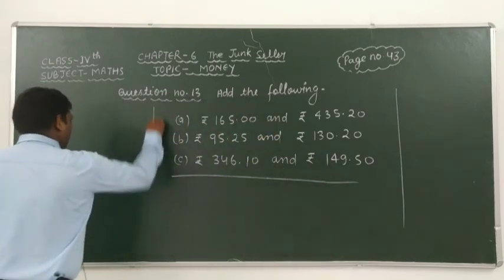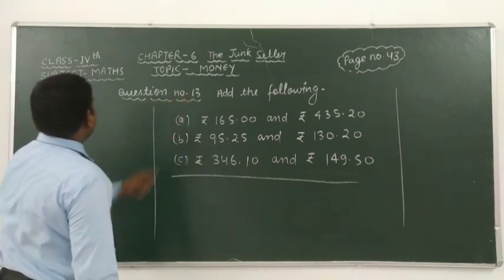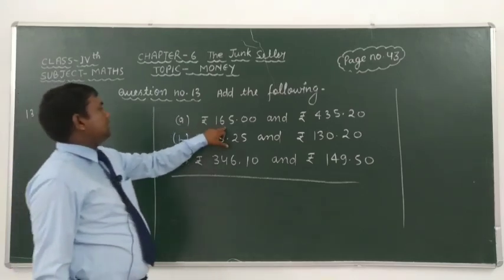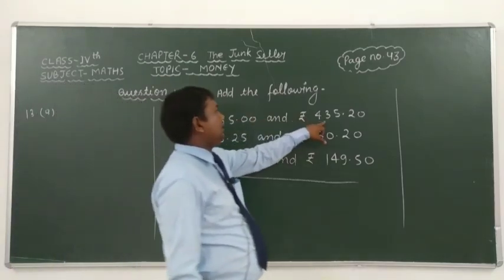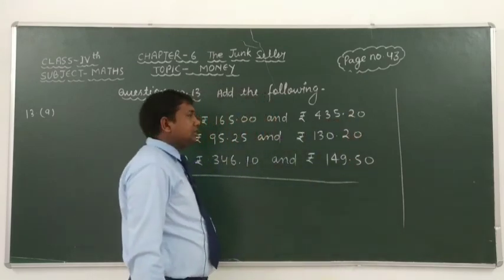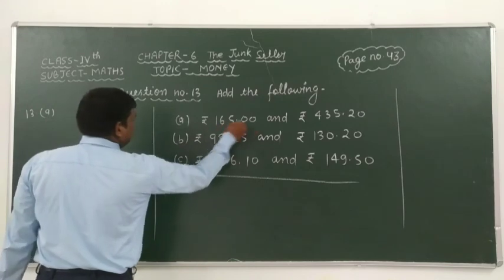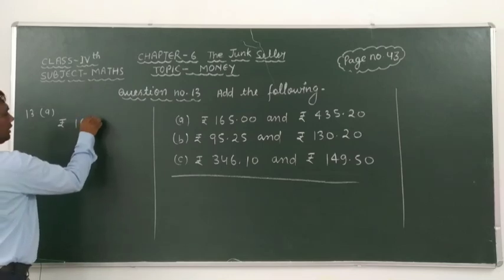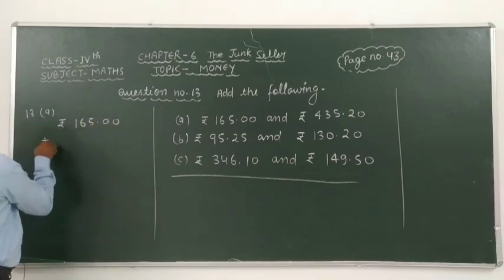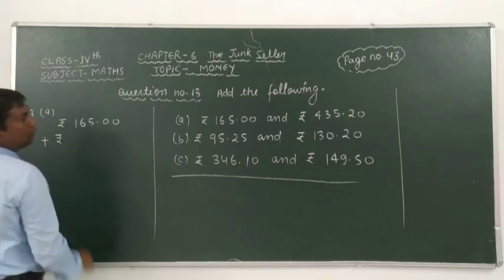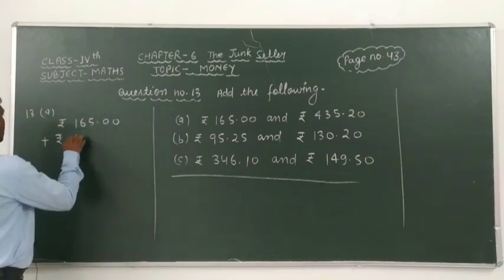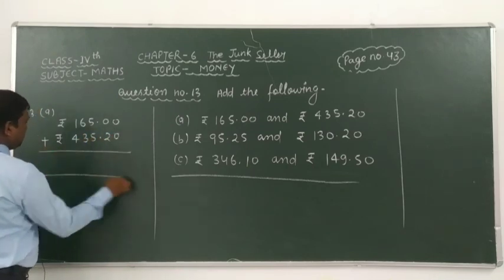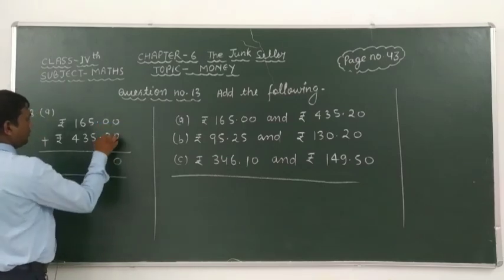Okay students, look at here carefully. Question number 13 of A is here given that rupees 165.00 and rupees 435.20. Here we have to add this and this. Rupees 165.00 plus rupees 435.20. After adding these, here we get 0 plus 0 is 0, 0 plus 2 is 2.